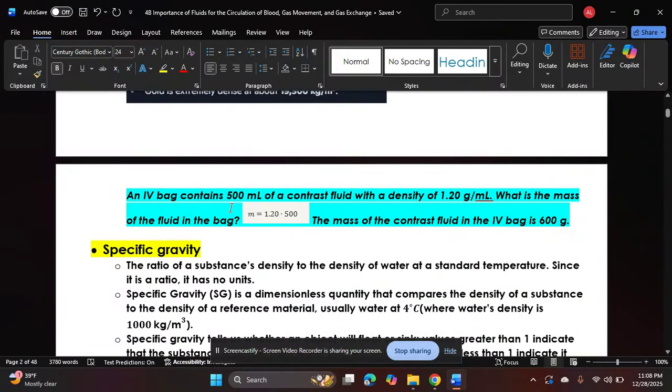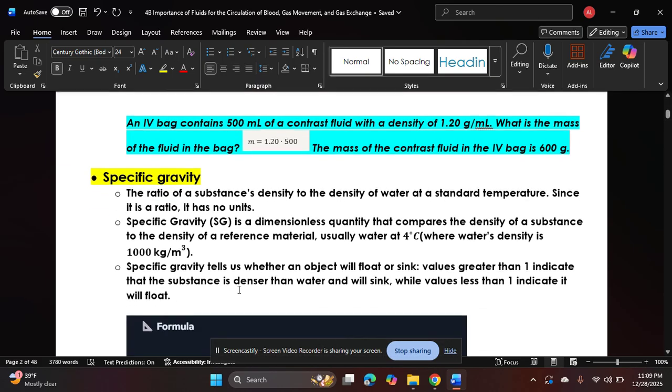An IV bag contains 500 milliliter of contrast fluid with a density of 1.20 gram per milliliter. What is the mass of the fluid in the bag? So m equals 1.20 times 500. We have to find mass, so it's very easy. All you have to do is volume multiplied by density. So the mass of the contrast fluid in the IV bag is 600 gram.